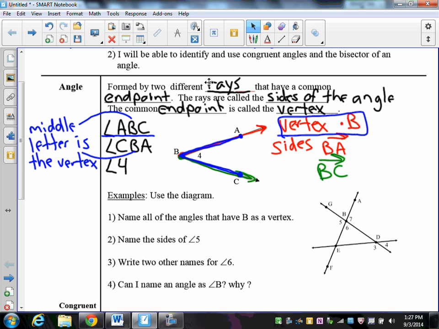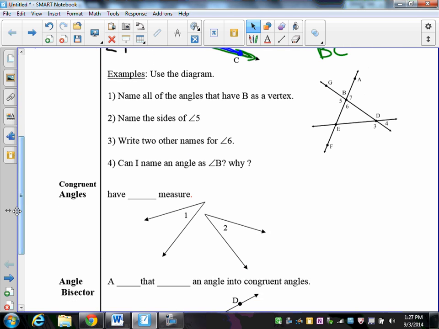Let's take a look at the examples. We're going to use the diagram to the right. It says name all the angles that have B as a vertex. So here's B. You should see there are 4 angles. One angle we can name is angle GBA. I go from G to B to A. I can also name this angle here. I can name it angle ABD, but instead I'm just going to name it angle 7. Do you see how there's a 7 right here? That's in between the angles, so I can name that.